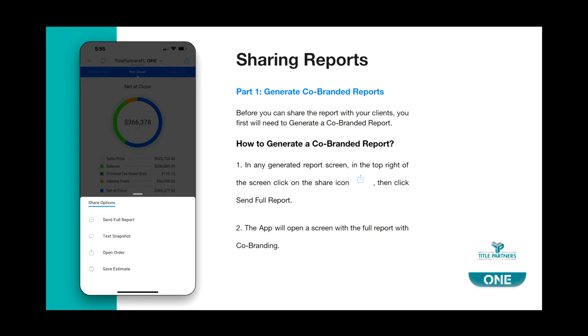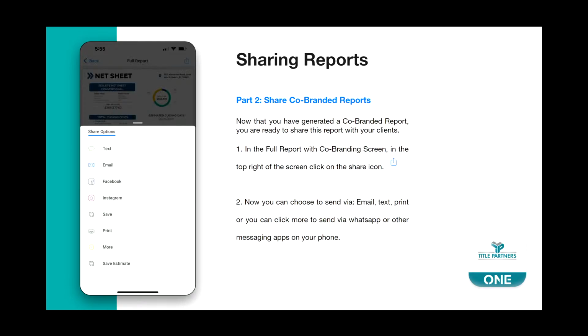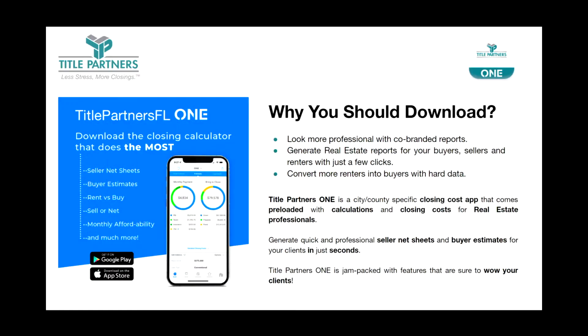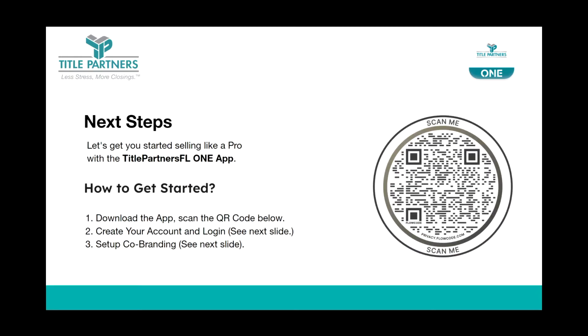Okay. So sharing report, this is what it would look like when you were going to share right from your phone. You can text it, text a snapshot, email it. And it'll show you print, save to files, text, email. Yeah. So that's our app.